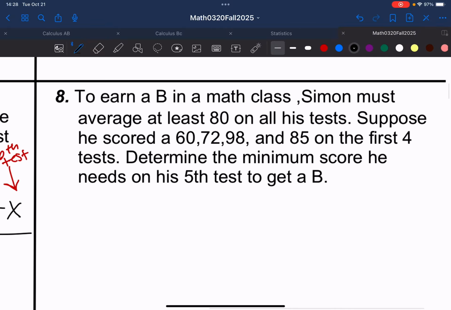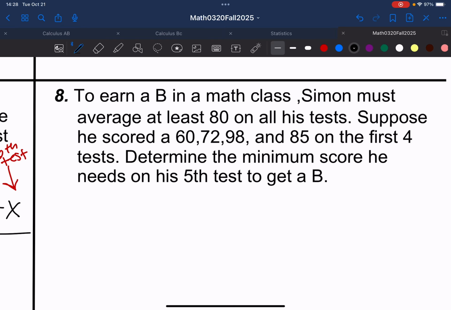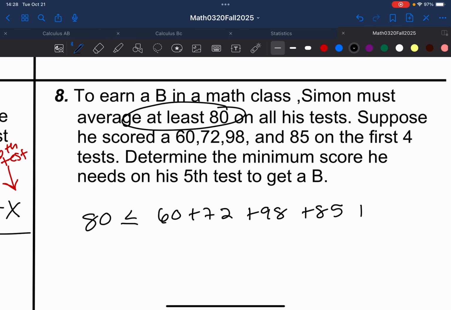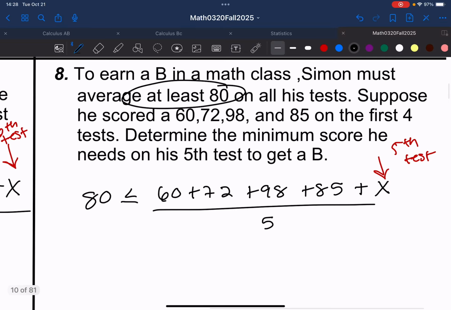Okay, last question here. To earn a B in a math class, Simon must average at least an 80 on all his tests. Suppose he scored a 60, a 72, a 98, and 85 on his first 4 tests. Determine the minimum score he needs on his 5th test to get a B. So at least 80. So that's 80 is less than or equal to the sum of all his tests. And we're going to let x be his 5th test, and then we're dividing this all by 5. Simplifying this, this is 80 is less than or equal to 315 plus x, over 5.